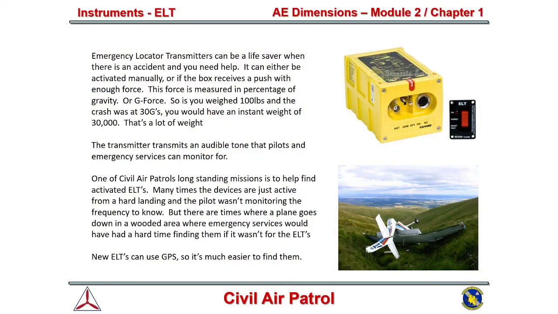Now, the good thing is with our newer ELTs, remember I told you we have GPS that actually goes down to a foot. It used to take Civil Air Patrol a long time to triangulate where an airplane is because we didn't really know. We just kind of tried to triangulate exactly where the radio frequency was coming from. But now the new ELTs actually provide a GPS signal inside of them. So you can tell exactly where that airplane is very fast.